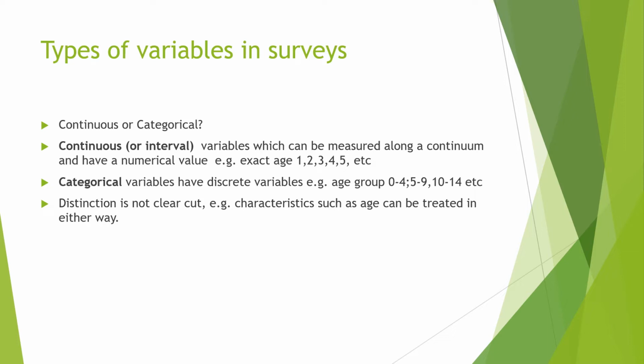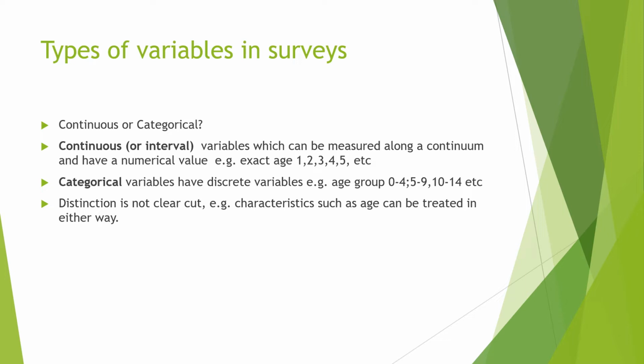Sometimes you will see continuous variables referred to as interval variables. And I should also say that SPSS refers to continuous variables as scale variables. Categorical variables have discrete values. So if we think about age, for example, often when we complete a questionnaire, the question isn't always asked how old we are or what our exact age is, but we're often asked to choose a tick box of what age group we are in, 0 to 4, 5 to 9, 10 to 14, etc. And that's an example of a categorical variable.